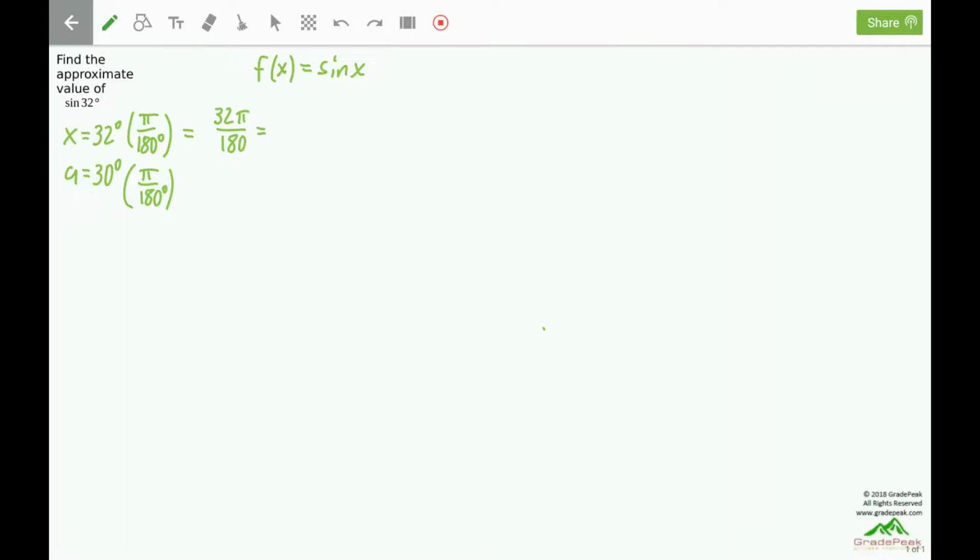Both are divisible by at least a 4. 32 divided by 4 gives 8. 180 divided by 4 gives 45. It's not reducible any further from there. For A, we have 30 times pi over 180. These are each reducible by 30, and this becomes pi over 6.